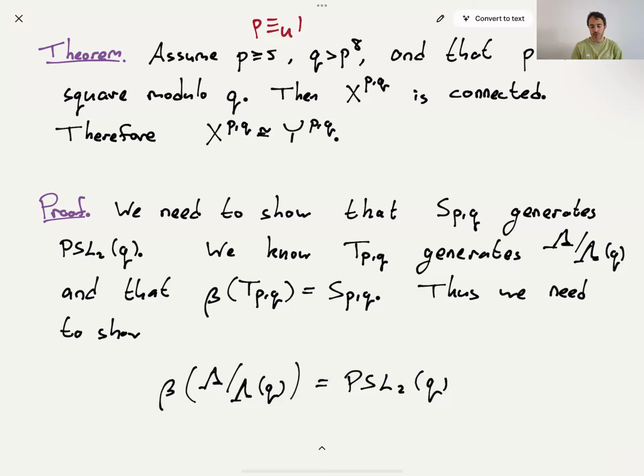So what does it mean for a Cayley graph to be connected? It means that the generating set literally generates the entire group. So we need to show that S_pq generates PSL_2(q). And we know already that T_pq generates Λ over Λ(q). We know that Y as a Cayley graph is connected because it's the quotient of a tree.